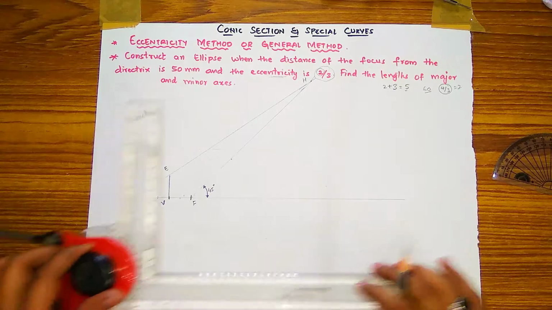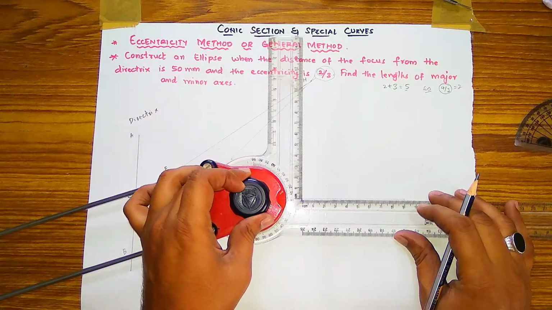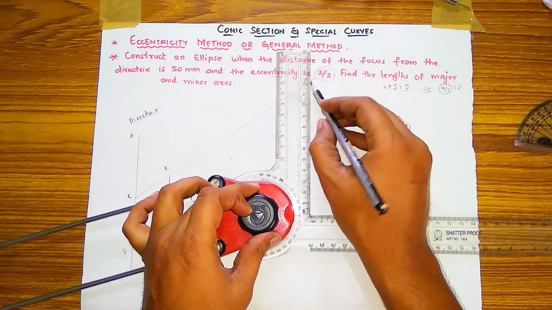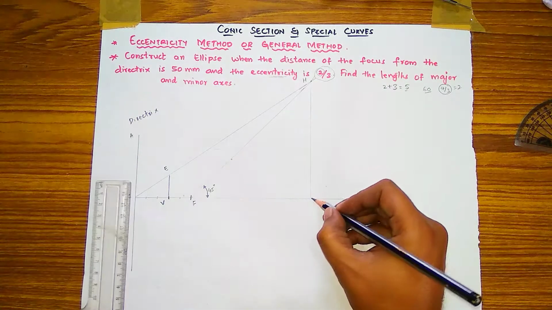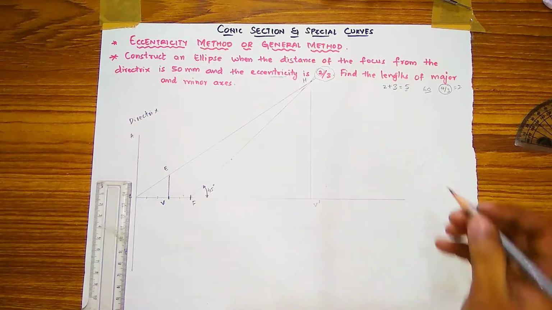Then from this H you have to adjust your mini drafter to that normal line, and from that H you have to take a line here. This point will be the vertex of the other side of the ellipse, V dash. You have to label it.